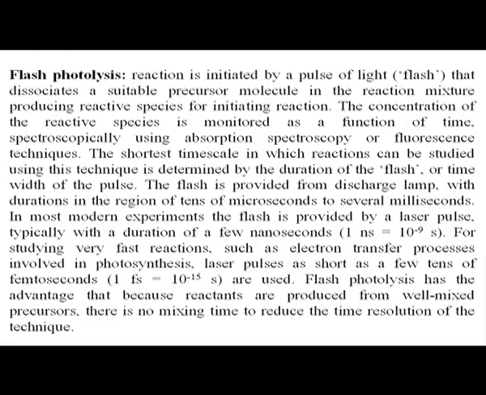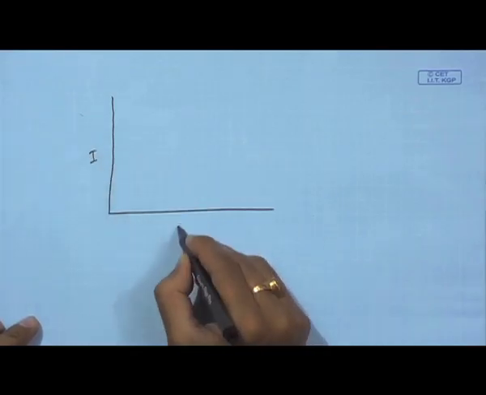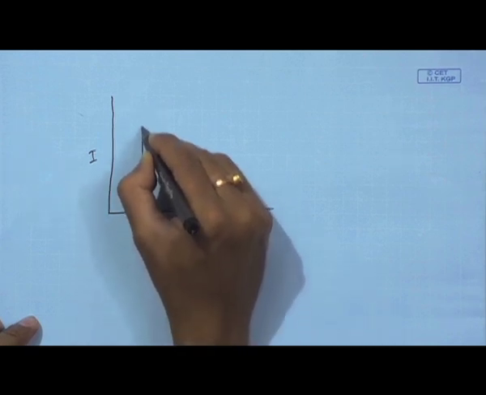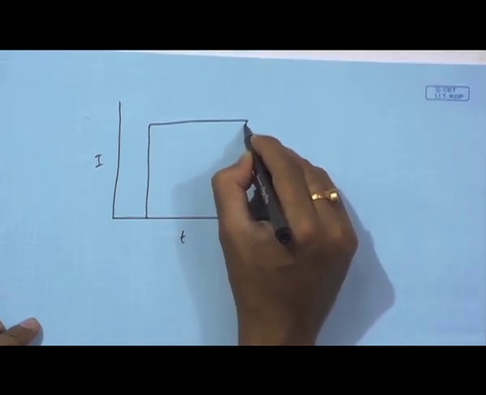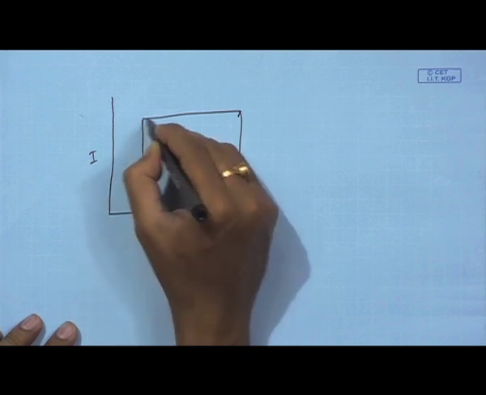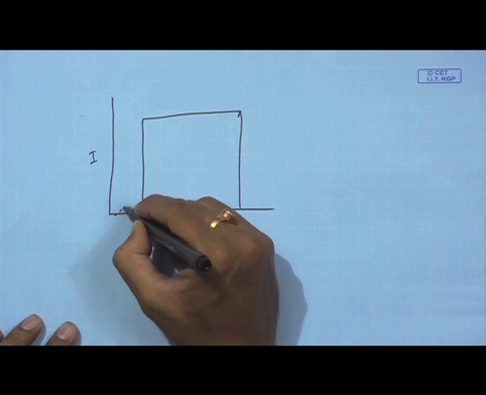If you plot the intensity as a function of time like this, say this is your intensity, and this is your time. So, your flash could be like this: it is on, then remains steady for some time and then it is off, or maybe it can be like this.